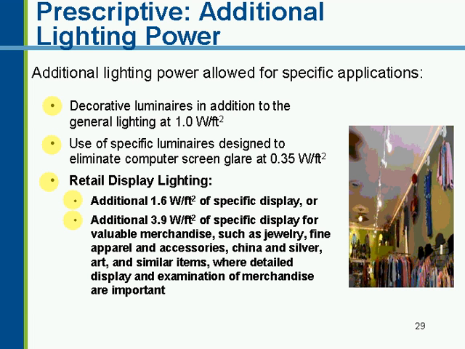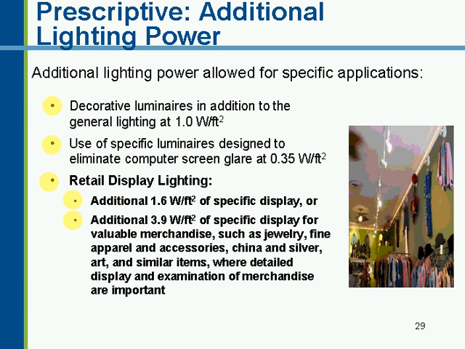The second allowance, 3.9 watts per square foot, is again for the specific display, but it is for specific merchandise. And it actually says valuable merchandise such as jewelry, fine apparel and accessories, china and silver, art, and similar items. And it adds where detailed display and examination of merchandise are important. So those are the criteria that must be met. If you have jewelry, for example, that doesn't require any detailed display or examination of merchandise, that wouldn't apply to this 3.9 watts per square foot.